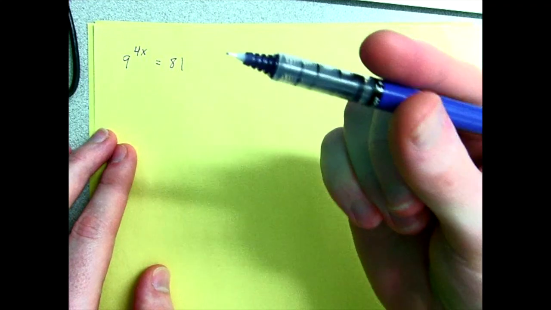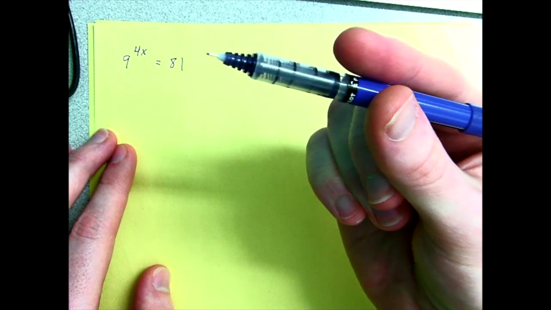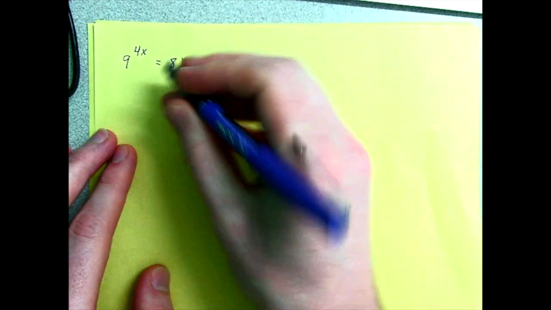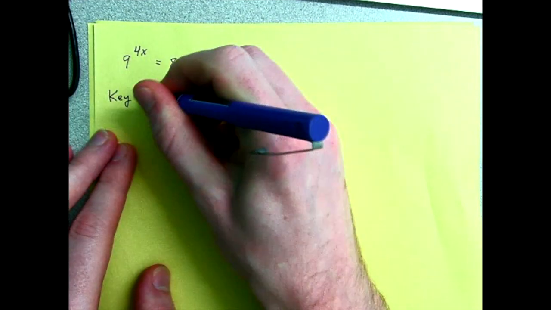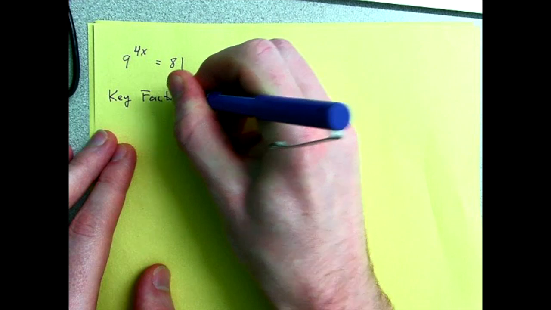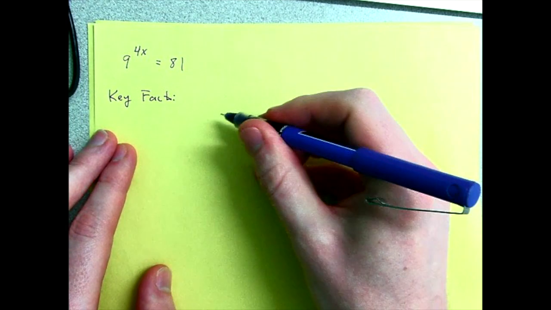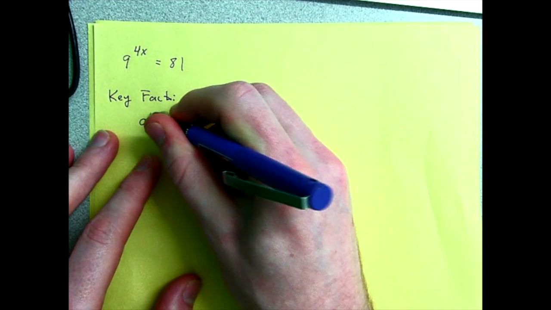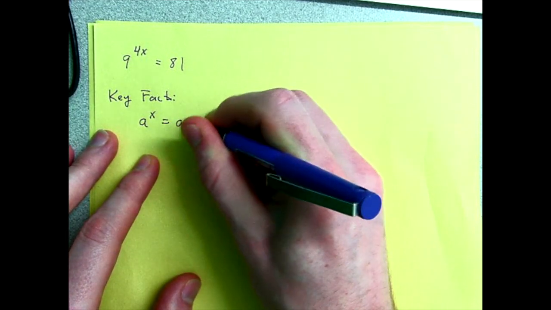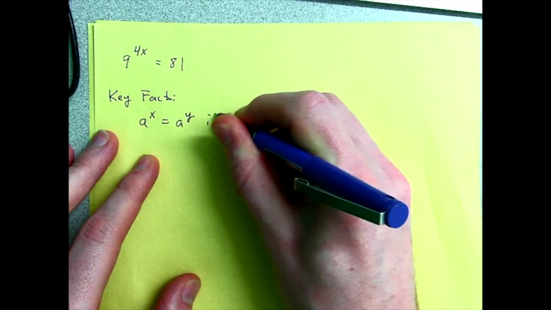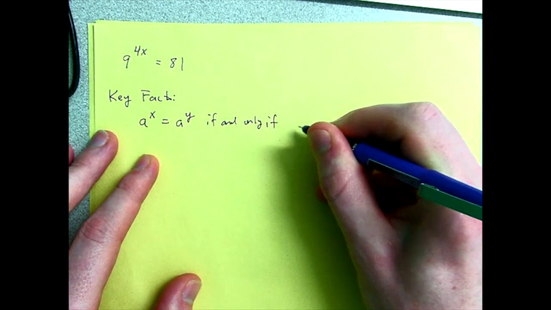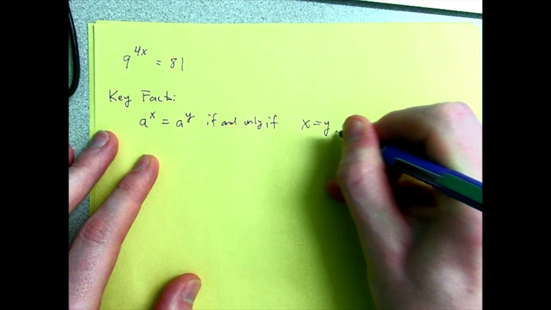I'll explain exactly what that type is in a moment. But for right now, I just want to point out a key fact. So here's the key fact that we are going to rely on today to solve exponential equations. It's the following. A to the x is equal to a to the y if and only if x is equal to y.